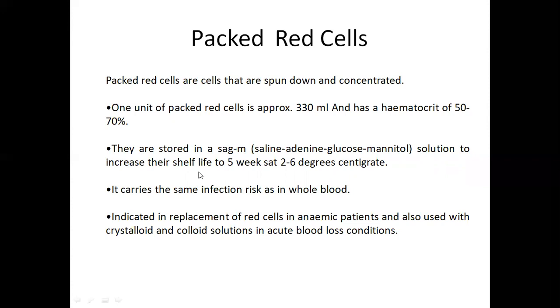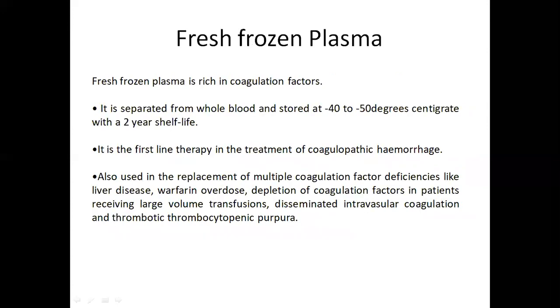There is FFP or fresh frozen plasma, which is rich in coagulation factors. It is separated from whole blood and it's stored at minus 40 to minus 50 degrees centigrade with a shelf life of 2 years. It is the first line therapy in treatment of coagulopathic hemorrhage. It is also used in liver diseases, warfarin overdose, depletion of coagulation factors, etc.